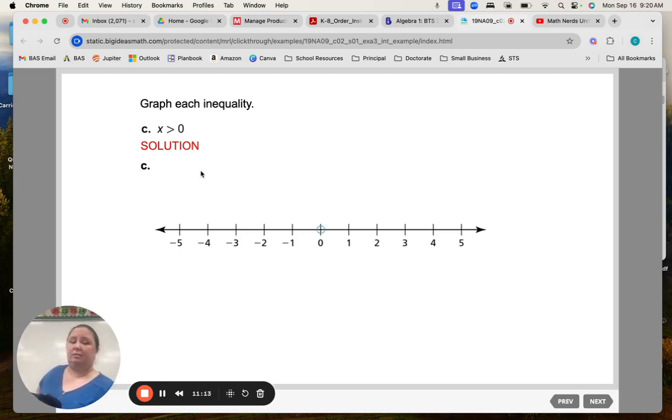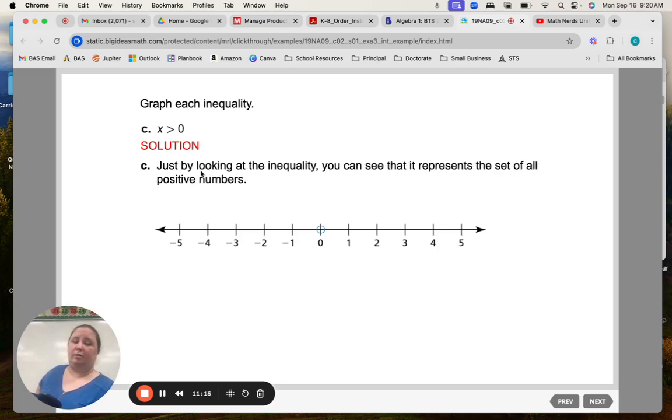Which way am I shading? Right. To the right. Everybody agree with her? Yes. She is correct. Now it looks like an 8. 2 circles. Not quite. All right. Any questions on how to graph? No, man. Yay.